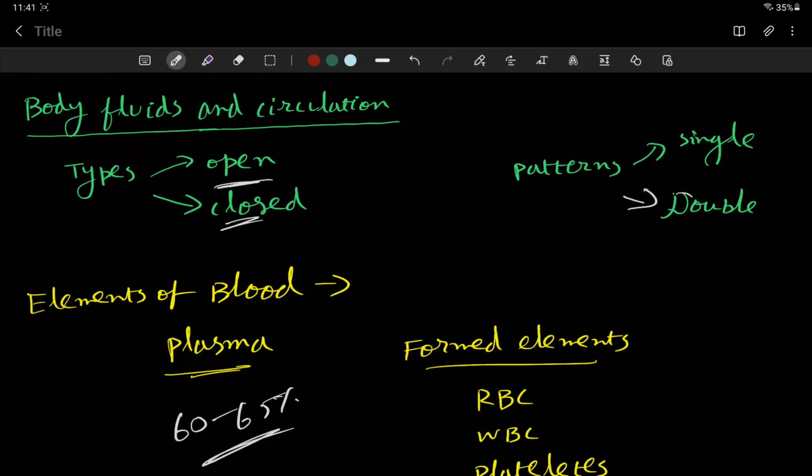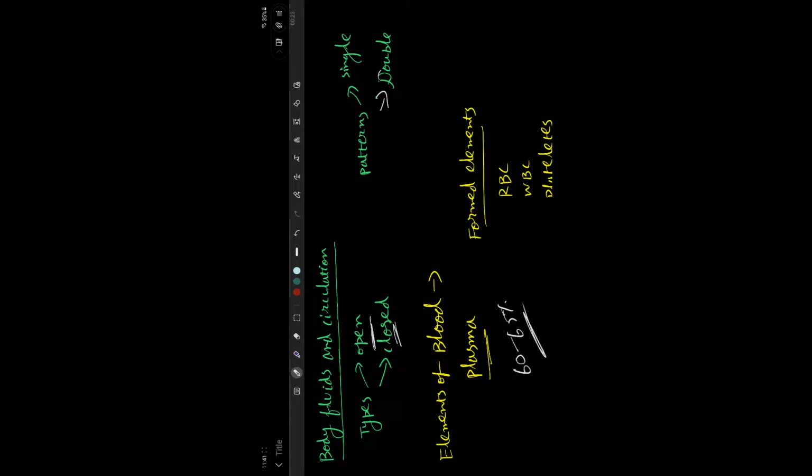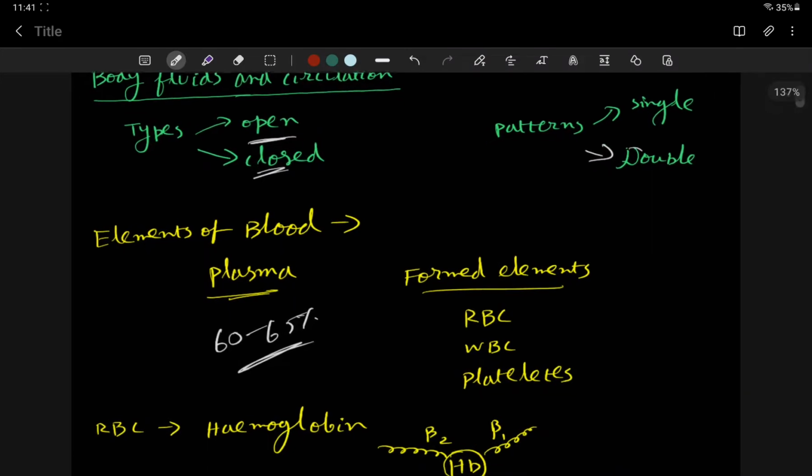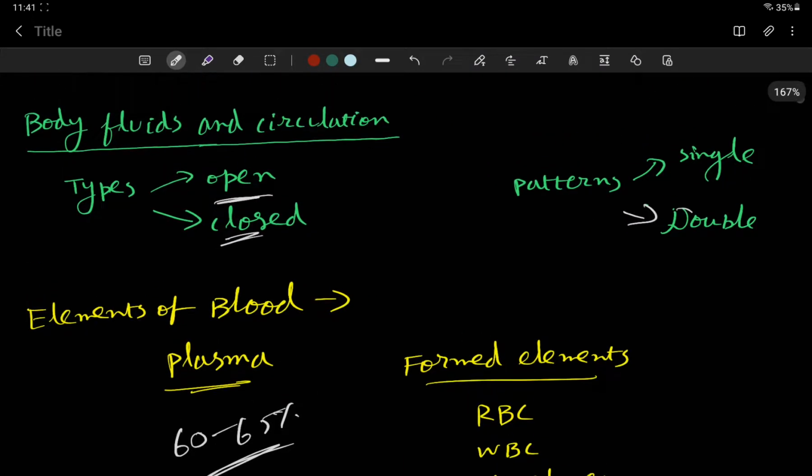The first chapter we will discuss today is Body Fluids and Circulation from class 11. The unit name is Human Physiology.